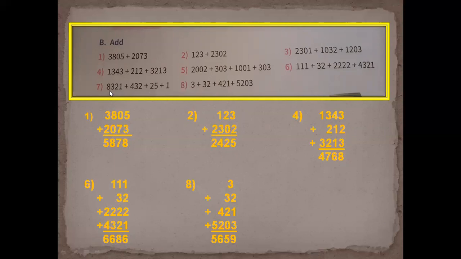Seventh one also, see, 8321, 432, 25, 1 is there. You have to write the numbers one below the other in a proper way. Okay, and then eighth one, 3 plus 32 plus 421 plus 5203. That is equal to 5659. Okay, this is up to exercise 2.1.